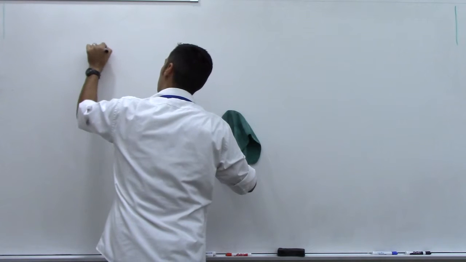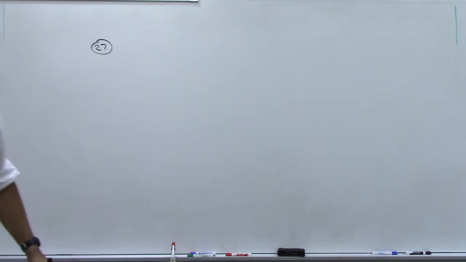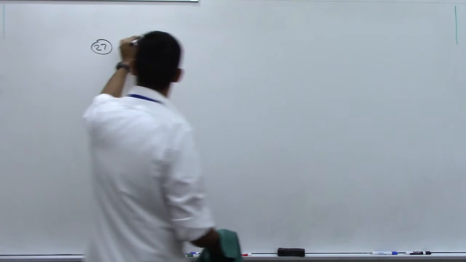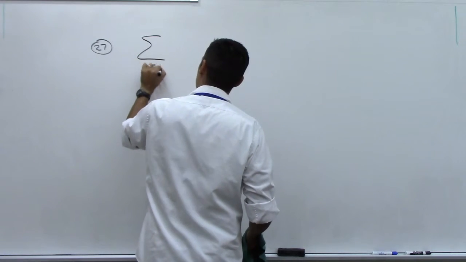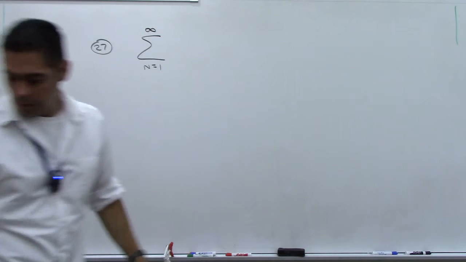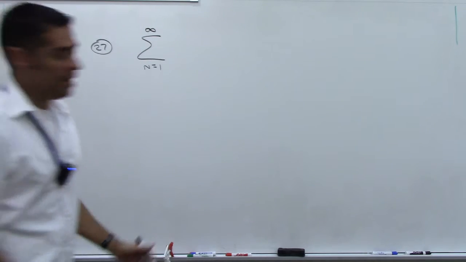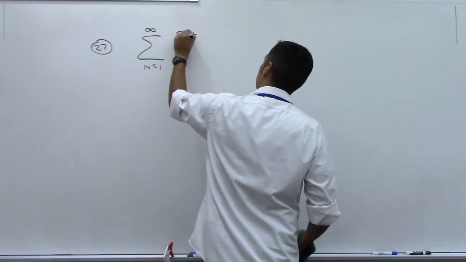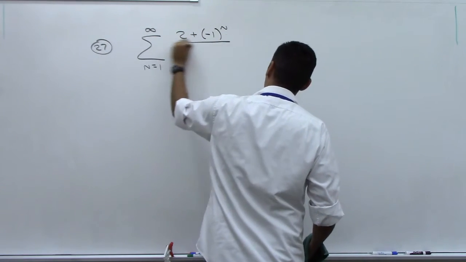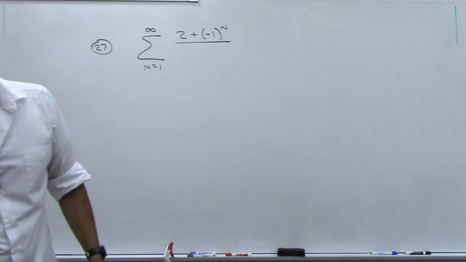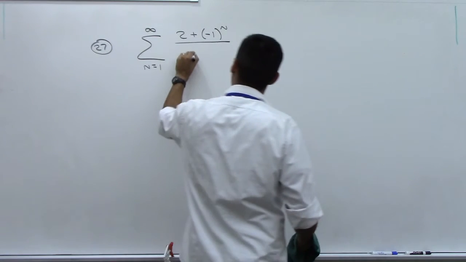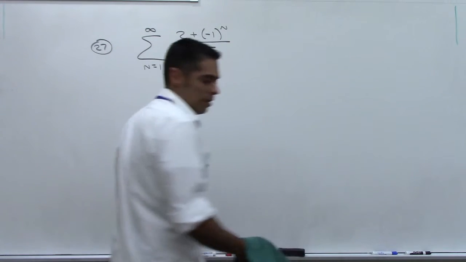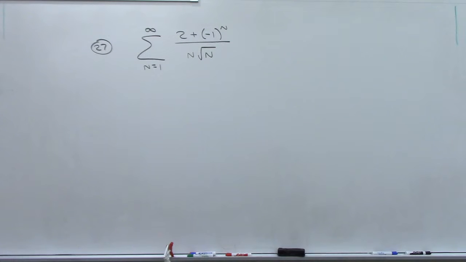27. Sum n equals 1 to infinity. I always have to check, because sometimes these don't start at 1, so you have to be a little careful. 2 plus negative 1 to the n over n root n. All right, we have an alternating series here. We haven't seen this before. It's the first time since we've started working with series that we saw a negative 1 up there.